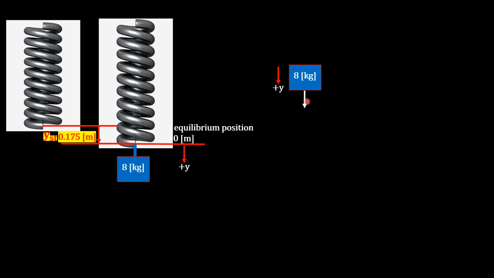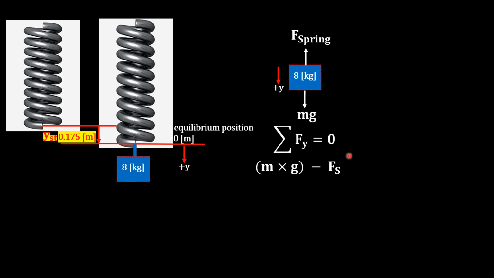Now the 8 kilogram, we have a force due to gravity, which is mass times gravity. So this is the weight of the block. The spring is obviously pulling up, and that we call the force of the spring. All right. So now we say that the sum of the forces in the y direction equals 0. And remember, downward is positive. So m times gravity is downward, positive, and the force of the spring is upward, because the force of the spring is always in the opposite direction of the displaced or stretched spring.